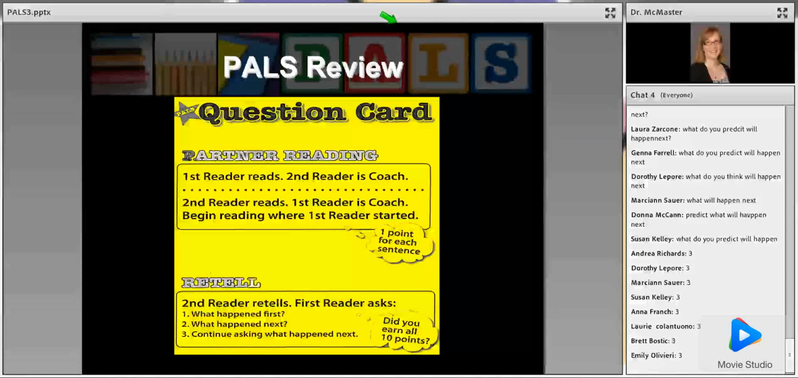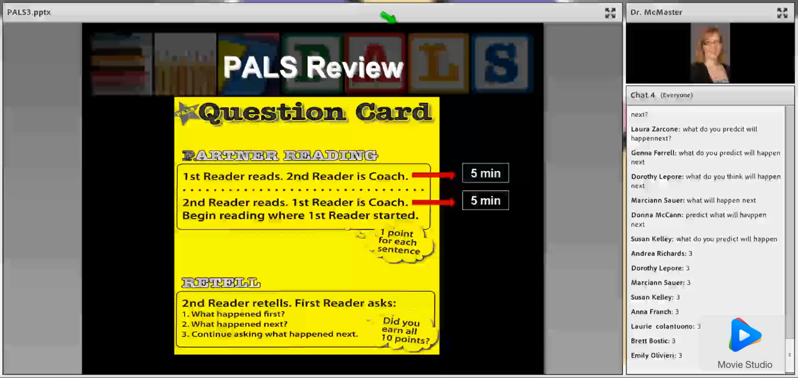So we always start with partner reading. The first reader always reads first. The second reader is the coach. They do that for 5 minutes. Then they change jobs. The second reader reads the same text. The first reader is the coach. So this is where they begin reading, where the first reader started. And during partner reading, they mark 1 point for each sentence. Each child gets 5 minutes, so there's 10 minutes total for partner reading.